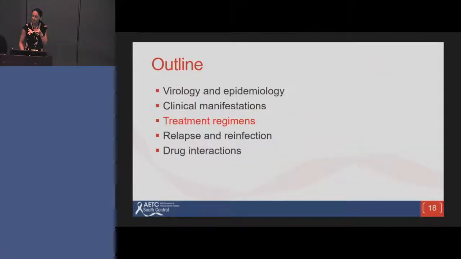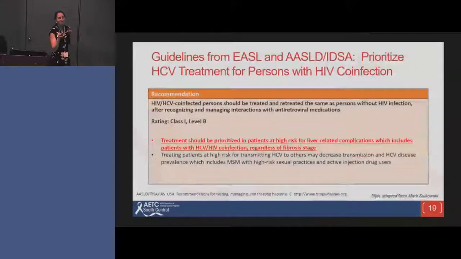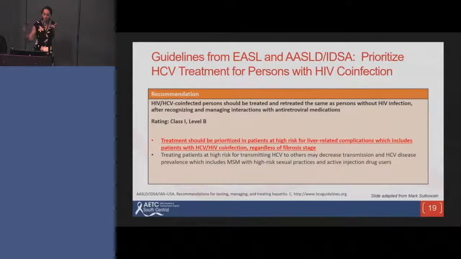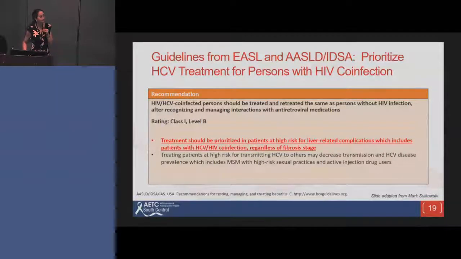So speaking of treatment, what do we do? The AASLD and IDSA, the American Association for the Study of Liver Diseases and the Infectious Diseases Society of America, have issued guidelines on hepatitis C treatment. And these are generally in line with the European Association for the Study of the Liver, EASL. What they say is that treatment should be prioritized in patients at high risk for liver-related complications, including hepatitis C HIV co-infection, based in part upon those data showing such a dramatic improvement in mortality. Now, not all of the funders recognize this, but that's a whole other topic.